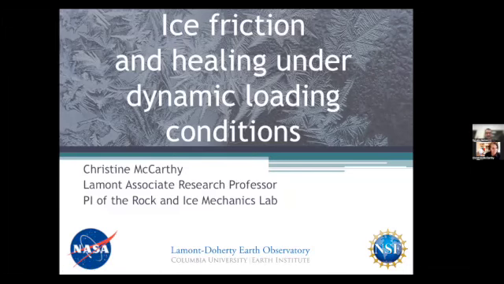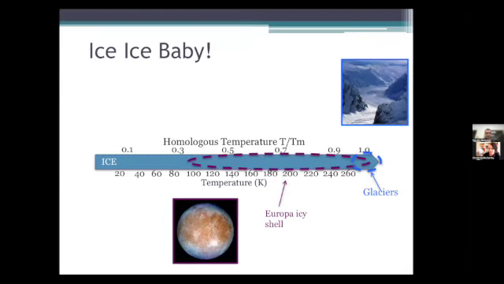I'm excited to share some recent and not so recent experimental data with you that deals with ice friction under dynamic loading conditions. Although I have worked a little bit on some other materials, my favorite of the materials is ice. I've been working on it for a long time, studying a lot of different material properties over a range of time scales and temperature space.